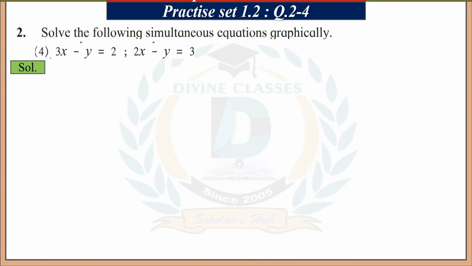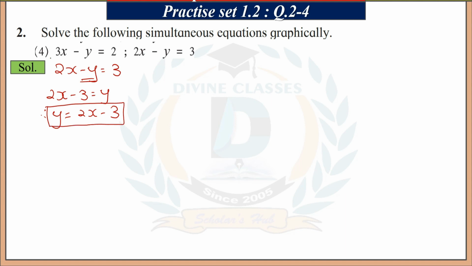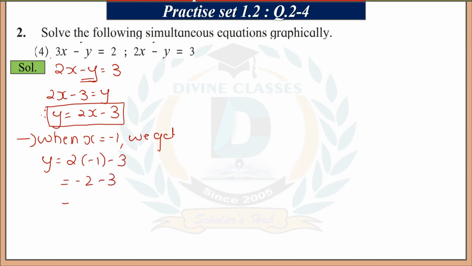Our next equation is 2x minus y is equal to 3. Here minus y is negative, so it will go to the right hand side and 3 will come to the left hand side. Therefore y is equal to 2x minus 3. The first value we take is minus 1. When x is equal to minus 1, we get y is equal to 2 into minus 1 minus 3, which is minus 2 minus 3, equal to minus 5.